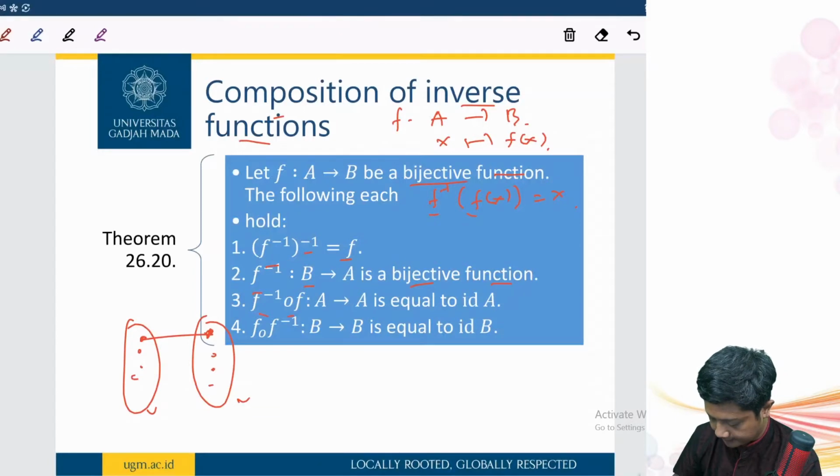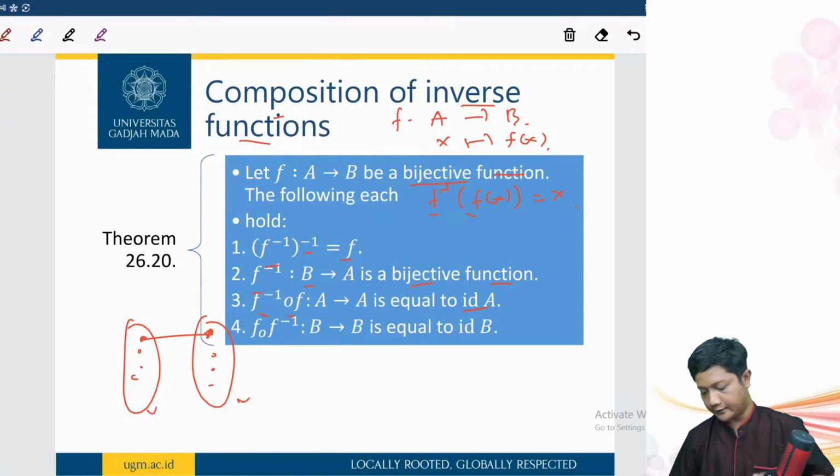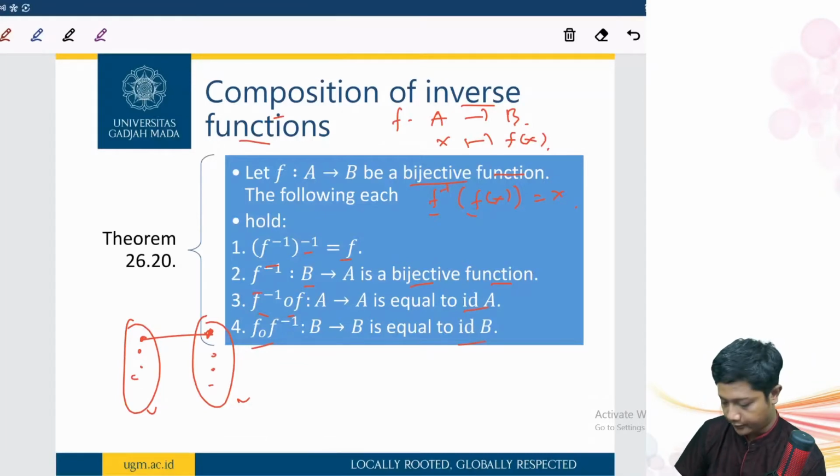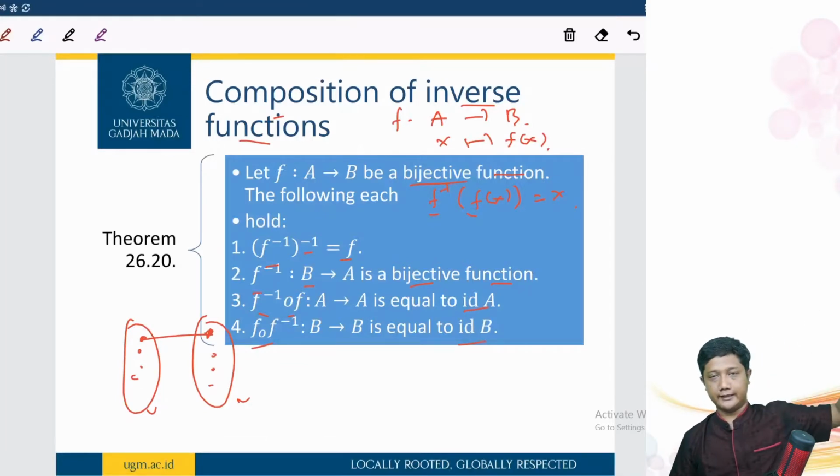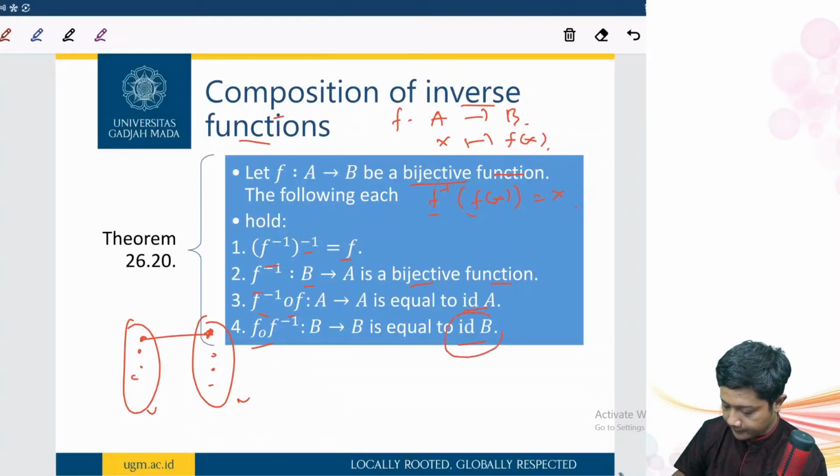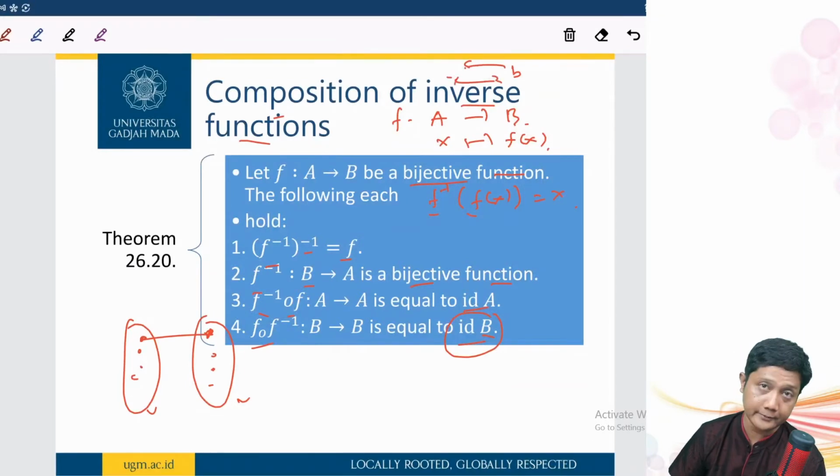And how about this? It's clear, it becomes the identity, because it transfers from x to f(x), then goes back to x again. So that's the same thing as the identity function. And this one also, because you transfer from f(x) to x, then go back again to f(x). It must be an identity, but this one is the identity on B, because you proceed from here to here, then go back here with the same thing.